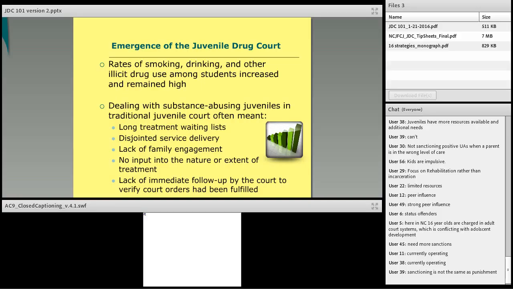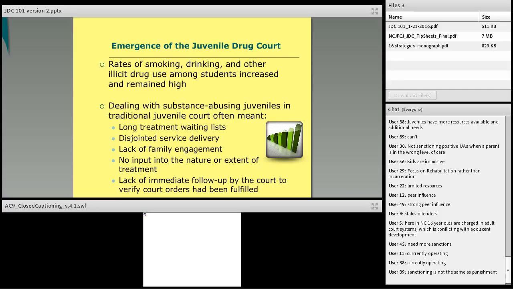So the idea behind a drug court is that a kid won't be successful on probation unless they get substance abuse treatment. But a kid maybe isn't going to be successful in substance abuse treatment unless they have some accountability to be attending treatment. And so it's that kind of sweet spot between those two things that we're talking about. And so juvenile drug courts are dealing with the same issues now that they were when they first started.